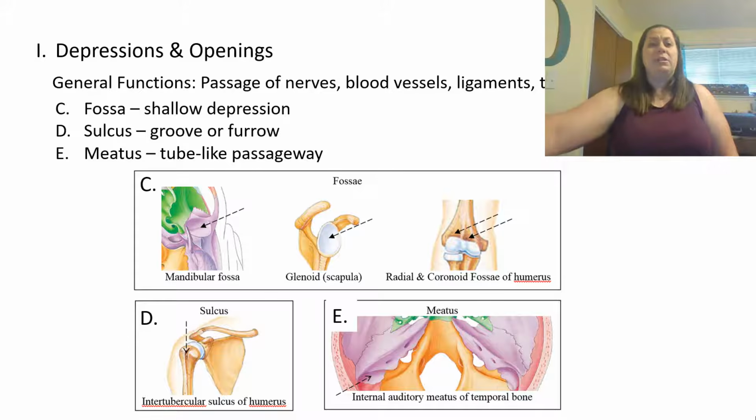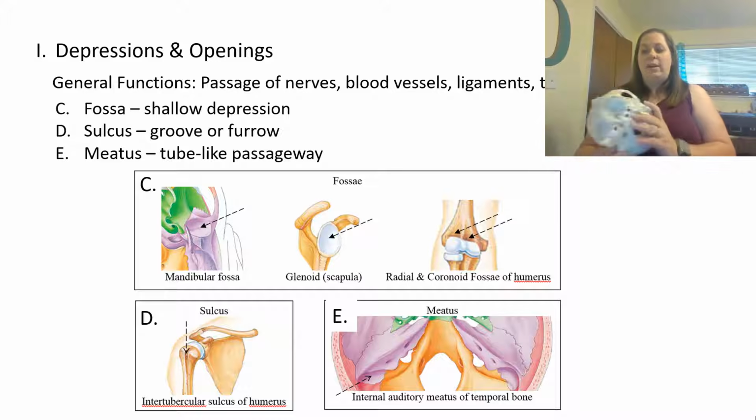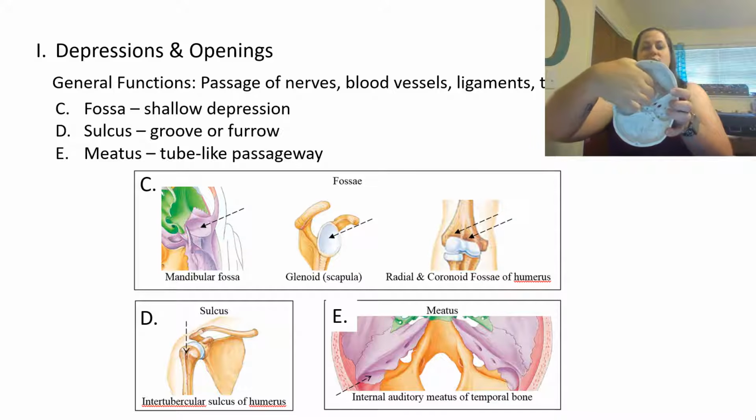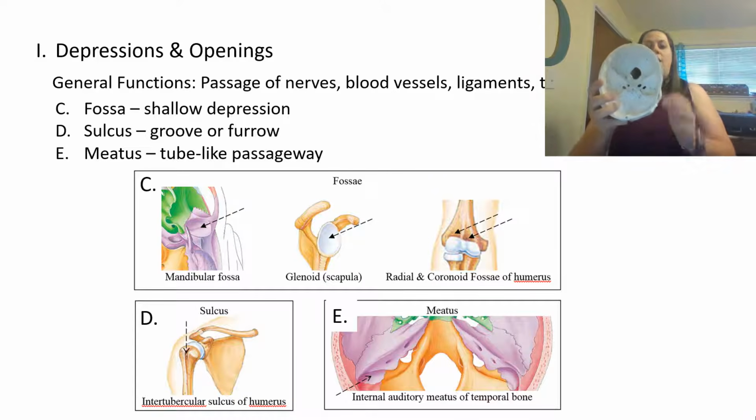The last one here we want to look at is called a meatus. A meatus is more of a tube-like passageway. One of the best examples of the meatus is going to be what we would consider the external auditory meatus. Okay, so we see that it's a hole on the outside of your ear, but it's going to travel through here. It's a tube. And it's going to have the internal meatus. So it creates a tube-like passage for your ear.